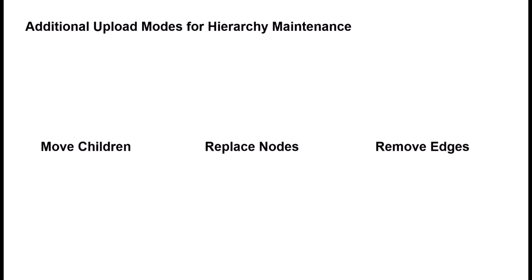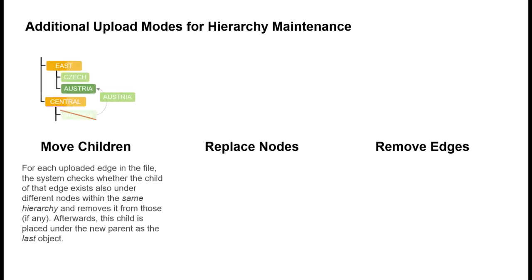When using upload mode Move Children, for each uploaded edge file, the system checks whether the child of that edge also exists under different nodes within the same hierarchy and removes it from those. Then this child is placed under the new parent as the last object.